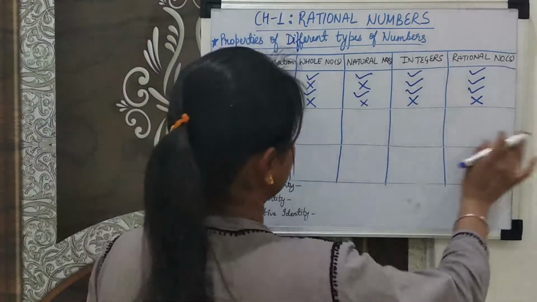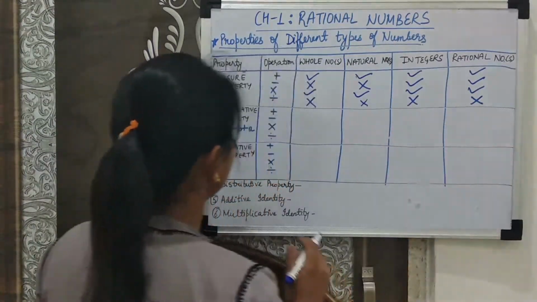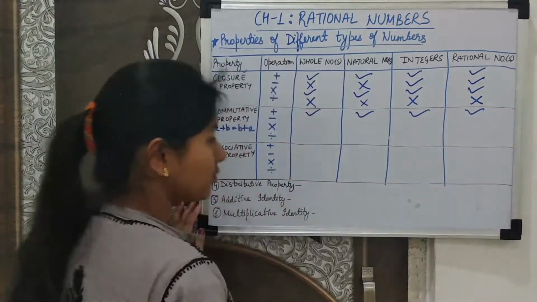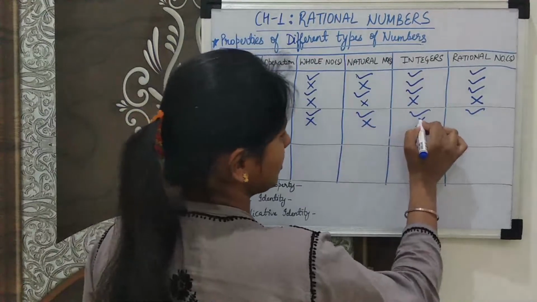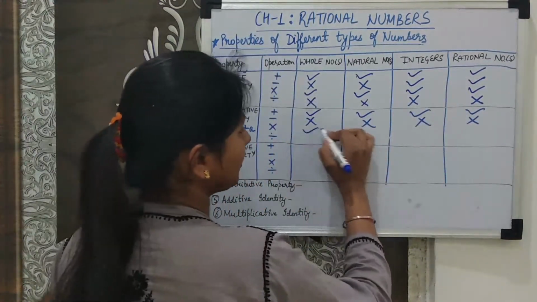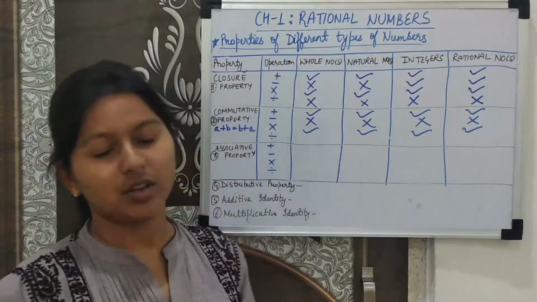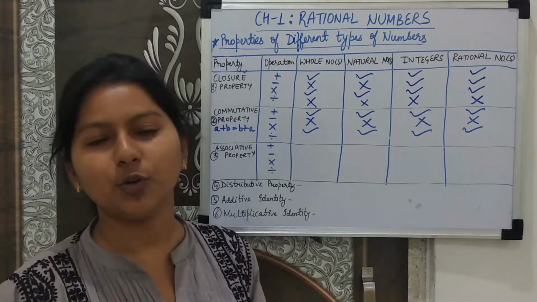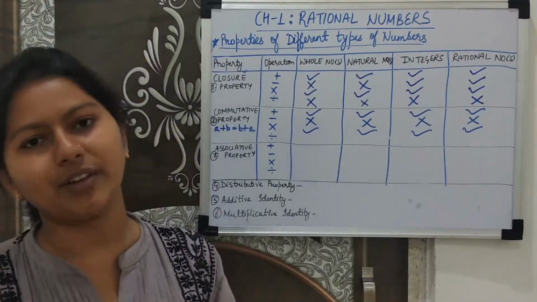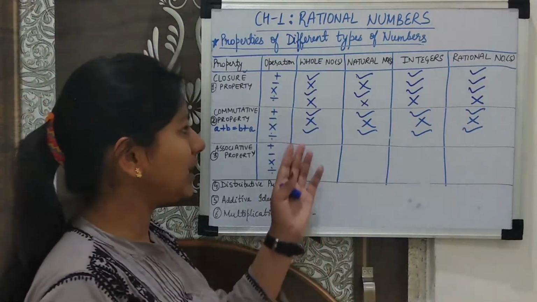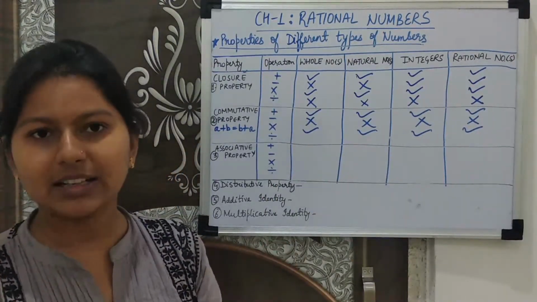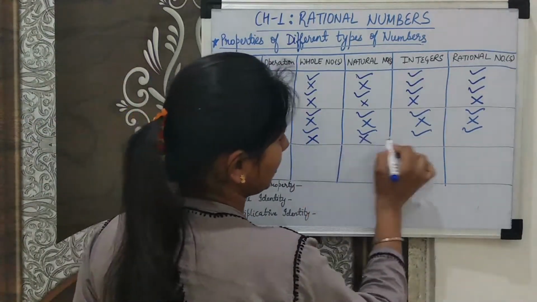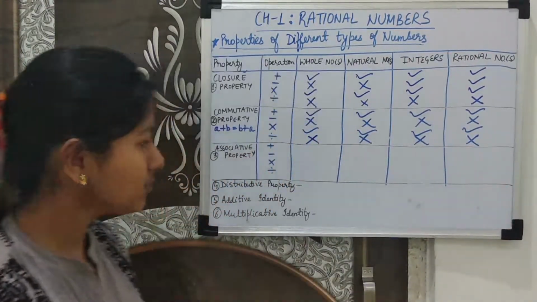So in all the four cases, whole numbers, natural numbers, integers and rational numbers, all are commutative under addition, but not commutative under subtraction. They all are commutative under multiplication, because 2 3s are 6, 3 2s are 6. Similarly, 2 by 3 into 4 by 5 gives the same result as 4 by 5 into 2 by 3. In addition and multiplication, reversing the order doesn't change the answer. But in subtraction and division, they are not commutative.